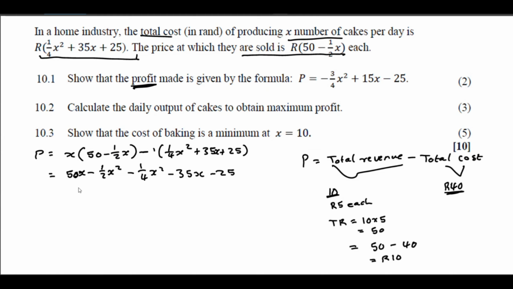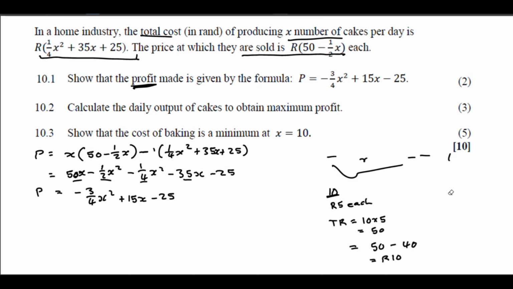So now it's simple math. You just simplify over here. When you take this and this, you're going to get -3 over 4 x squared, and when you take this and this, you get positive 15x, and this one is just -25. That's your profit. Okay, fine. So now you're good. You have dealt with the issue of profit that you're required to find.